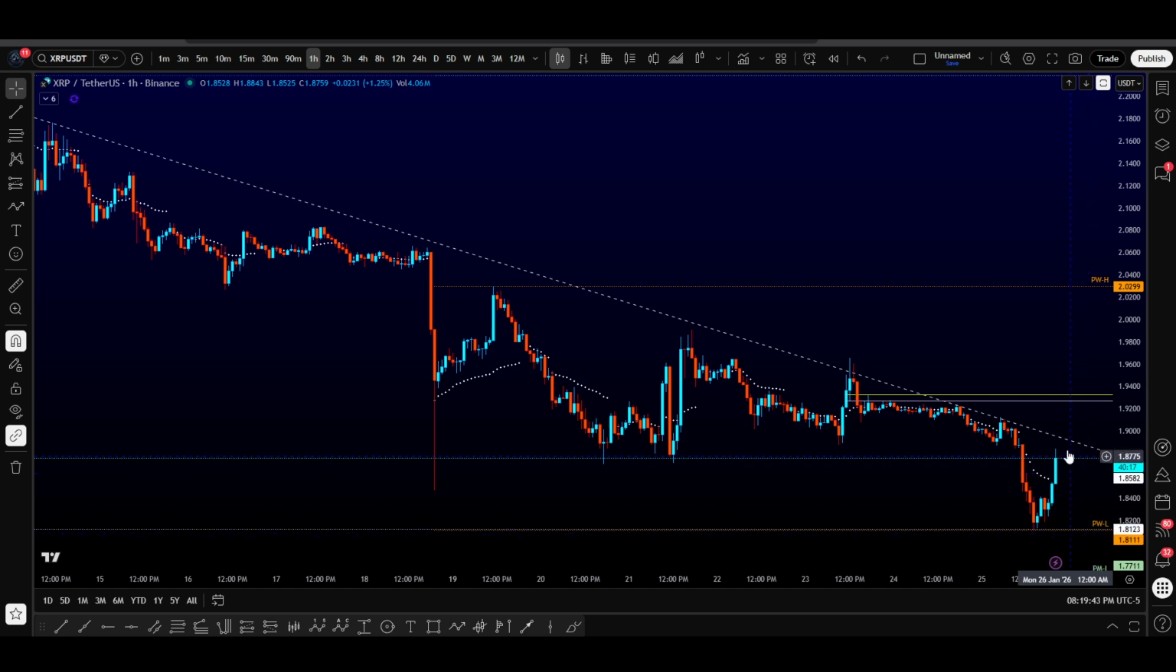And then target the lows one more time, or you can wait for price to come back down, take these lows, enter a long, aim for the highs, stop loss below the lows, and hopefully that plays out. Okay, so nothing too crazy with XRP, very straightforward.